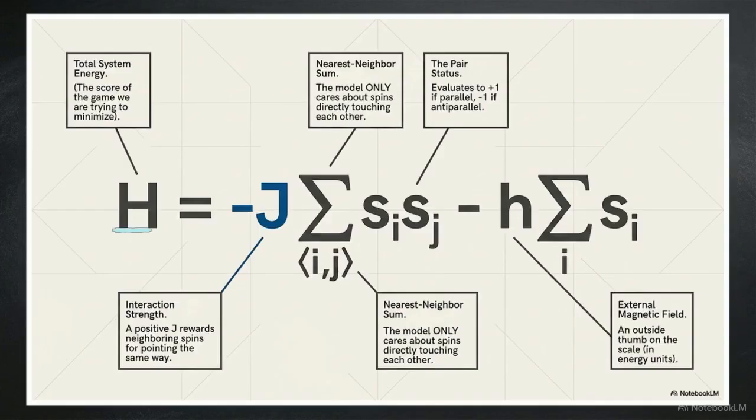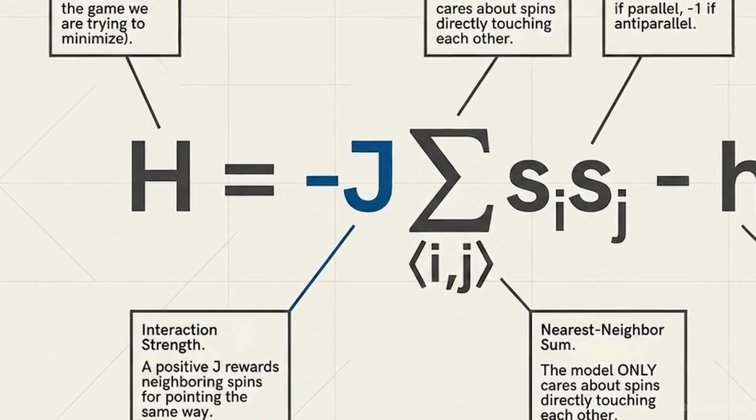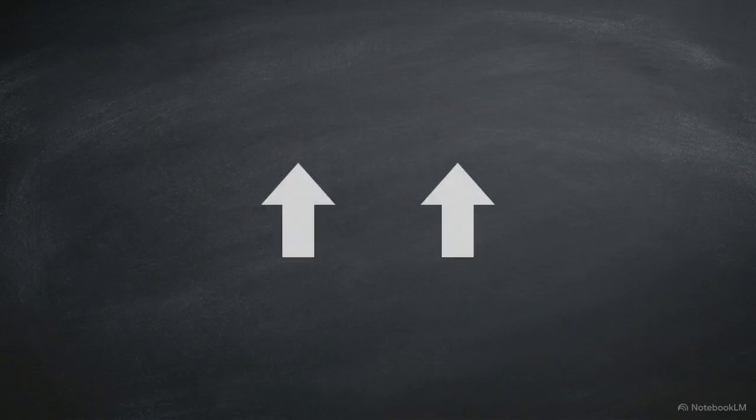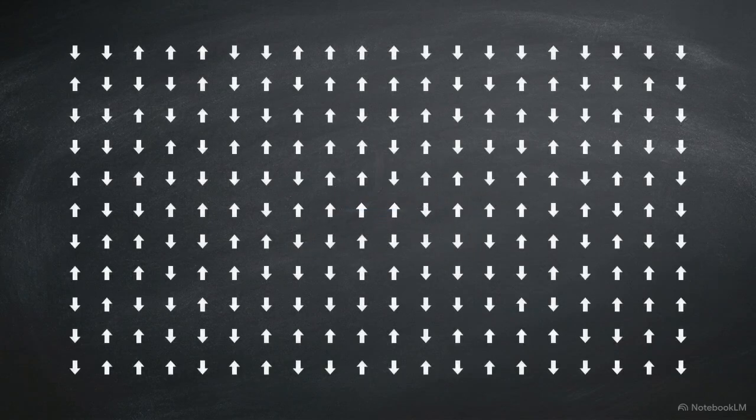This equation is the Hamiltonian, the master ledger calculating the total energy score of the lattice. Physical systems always seek the lowest possible energy. Looking at the core interaction term, the model evaluates only immediate, nearest neighbor pairs, ignoring distant spins completely. The letter J represents the critical coupling constant. It operates as a mathematical reward given to the system whenever two neighboring spins match.